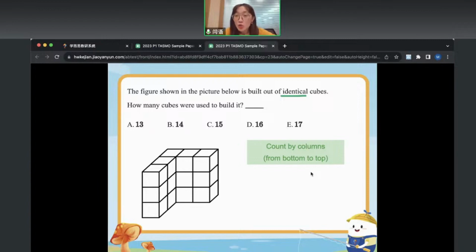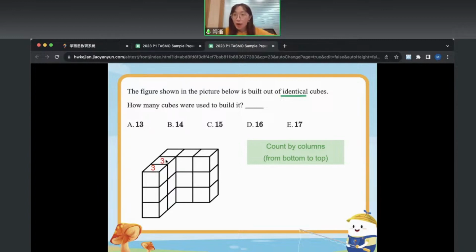And do remember that when you count by columns, you need to count it from bottom to top. So here, let's have a look. For the first column here, how many cubes can you see? We can see 3. So where can we label 3? Do remember to write on the top. 在最上面的地方来写上数字 3. And what about the second column? Here you see the middle one.